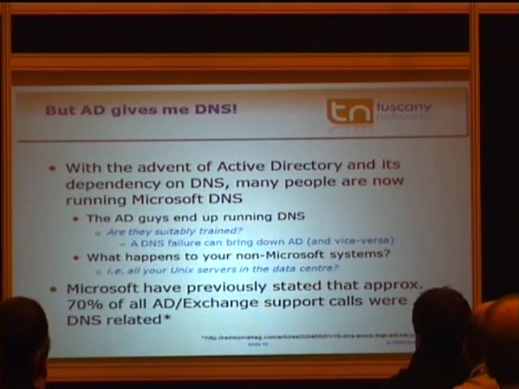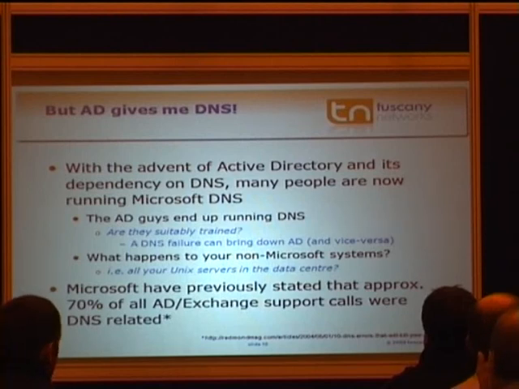And also, a DNS failure can bring down AD. If your DNS is running on AD and AD goes down, then that can take out DNS. You've got this chicken and egg. And you will probably have other systems totally reliant on those DNS servers, Unix boxes and mainframes, your production systems. So you might have to start asking yourself whether you really want your production and operational systems to be running off a Microsoft box that the AD guys are in control of. And Microsoft themselves have previously stated that 70% of all AD and Exchange calls were in fact DNS related. And that's because DNS is a complex topic and it can be difficult to set up. So what I'm trying to highlight here is that although you can get DNS up and running very simply, when you start expanding the network and getting to more complex environments, it can be very critical to the network.